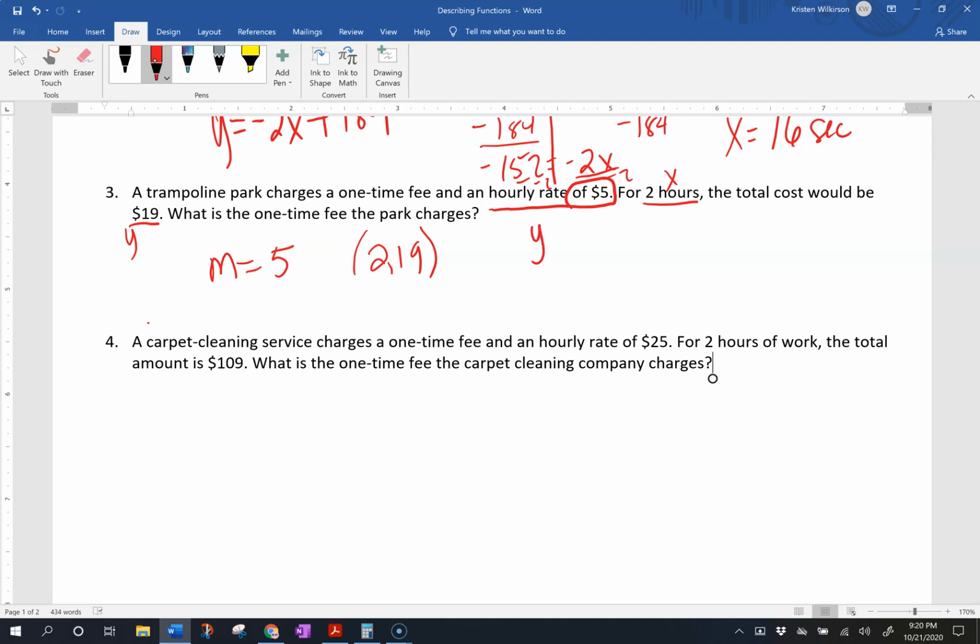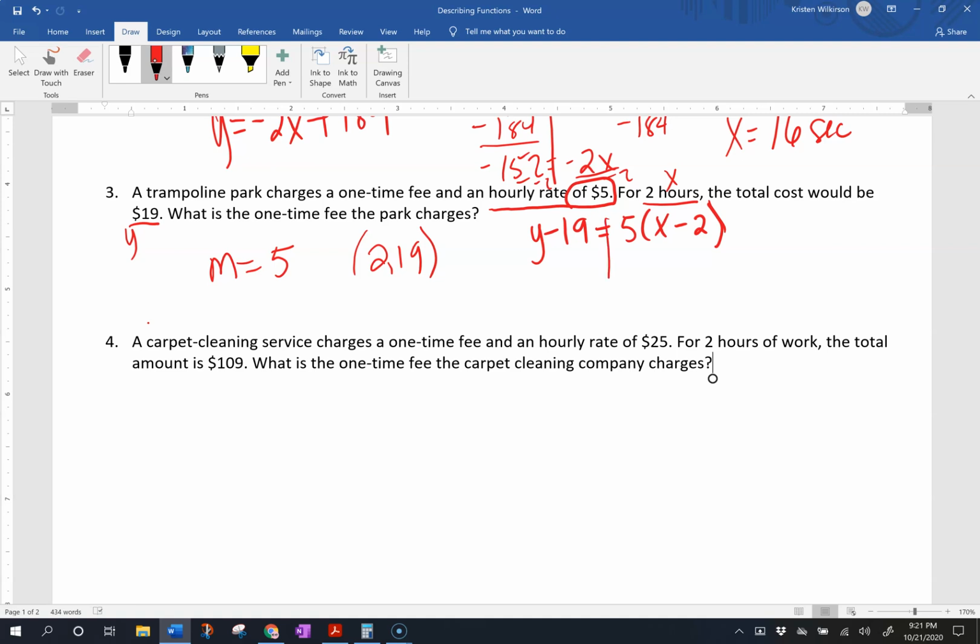So this is going to be y minus 19 is equal to 5 times x minus 2. I'm just filling in point slope form. But the question asks us about the one-time fee, which would be the y-intercept. So I've got to solve this for the y-intercept.